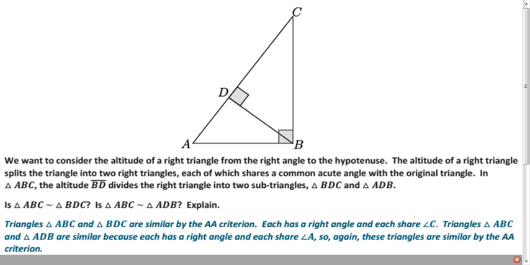So for example, if we're looking at, let's say, ABC, it has this right angle, and so does BDC. BDC has this right angle. And they both share vertex C. So those are similar by angle.